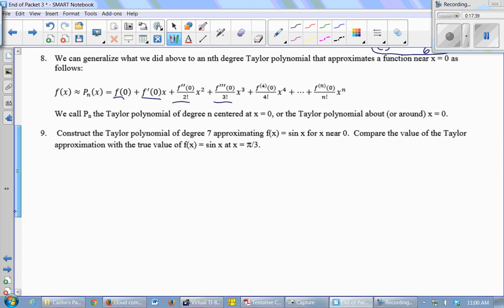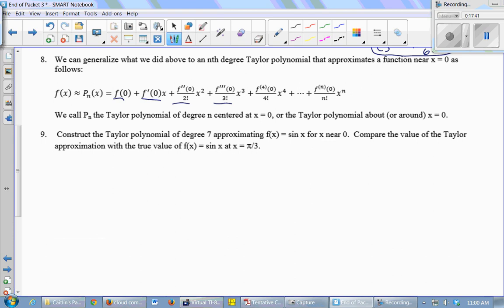So this is the general form for an nth degree Taylor polynomial near x equals 0. You can do this for other values, not just 0, but we'll start with 0 because it's the simplest. We call P sub n the Taylor polynomial of degree n centered at 0, or about, or around, or near x equals 0.